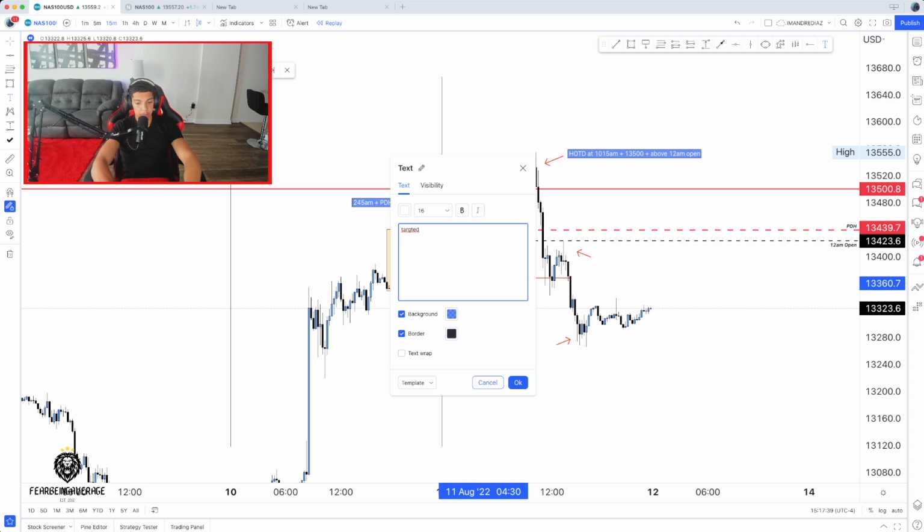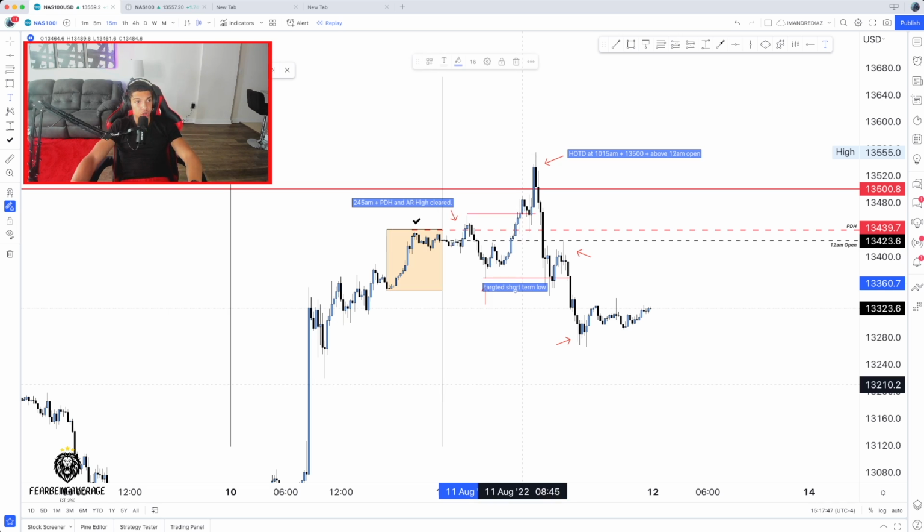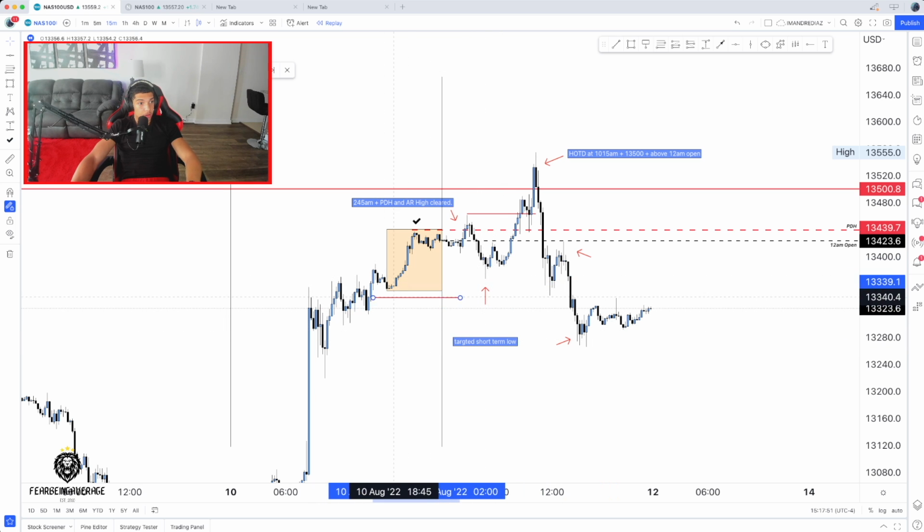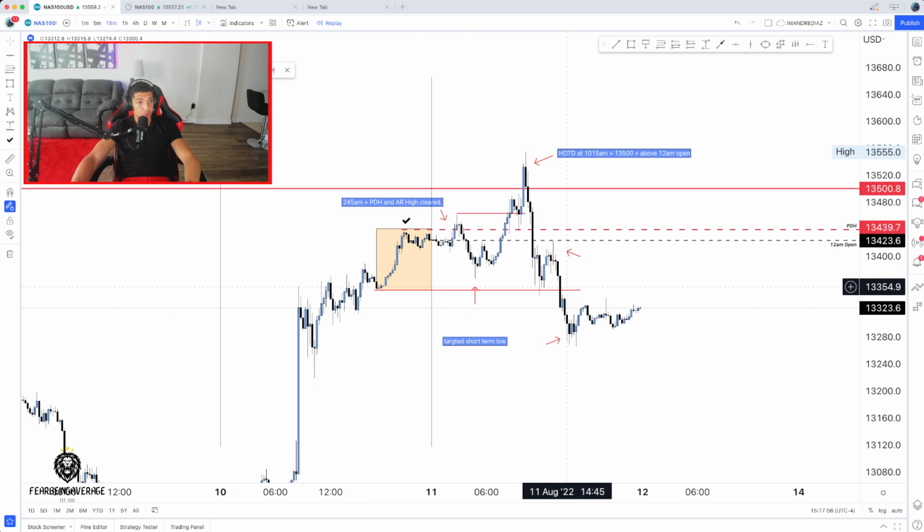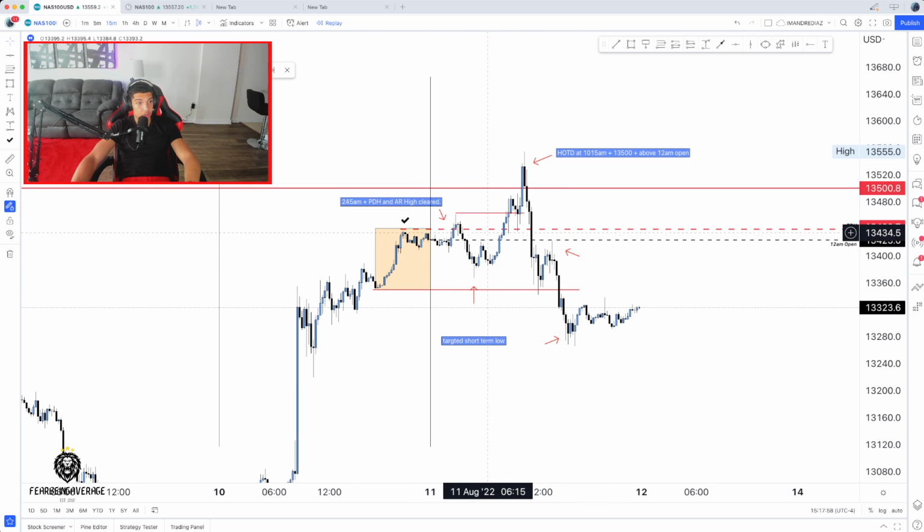And we targeted the short term low. Now ideally this would have been one of the major targets. Usually when I catch these reversal setups, I like to target the Asian session low, and I also like to target London lows and London highs. But in this case, the London high was already ran on the top side, as you can see here.